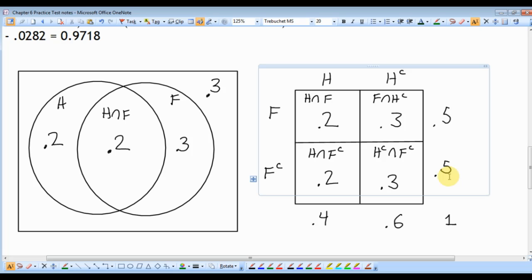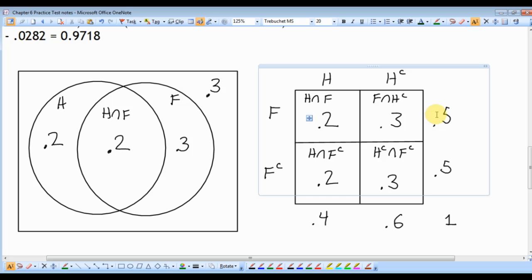At this point, we can also say something interesting. We can figure out whether or not the events of getting into Harvard and getting into Florida are independent. Let's multiply. What's 0.2 times 0.4? 0.8, right?